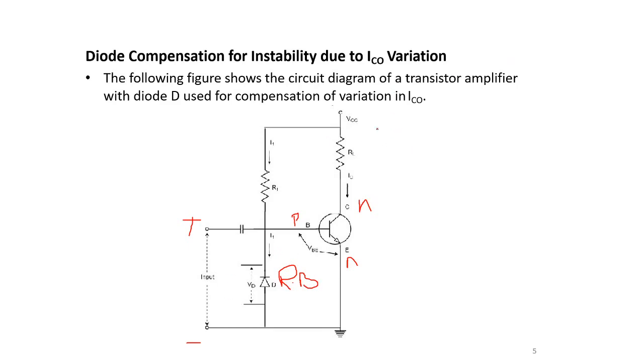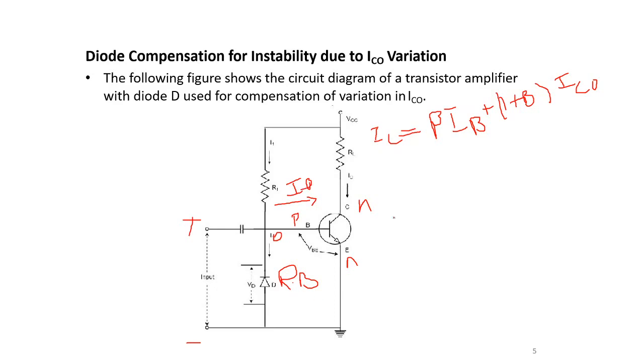We already know that the IC current is equal to beta times the IB current plus (1 plus beta) times ICO, where ICO is the reverse saturation current. In this case, the diode is also in a reverse bias condition only. I am assuming this current is I0. If you observe, there exists a current IB in this case flowing into the transistor.